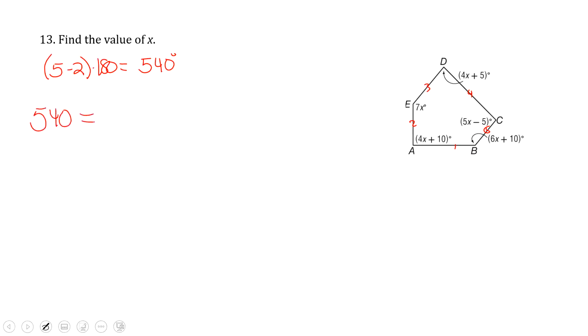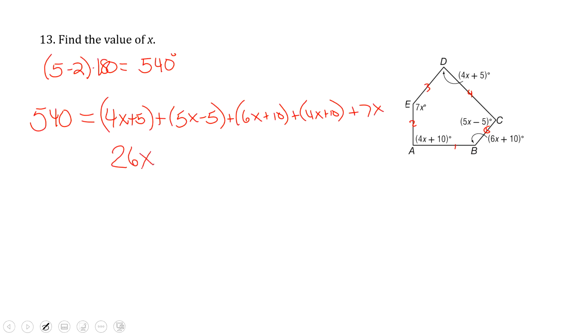So 540 equals, I'll start at the top, 4x plus 5, plus 5x minus 5, plus 6x plus 10, plus 4x plus 10, plus 7x. Let's add up all my x's. 4 plus 5 is 9, plus 6 is 15, plus 4 is 19, plus 7 is 26. So I have 26 x's.